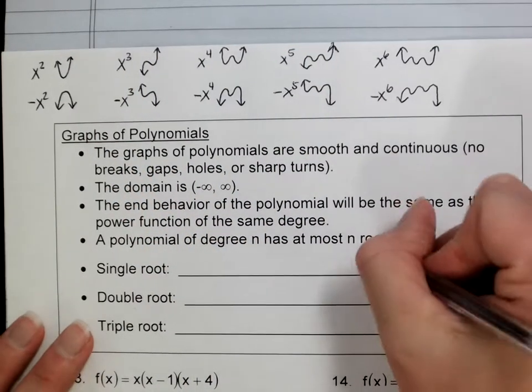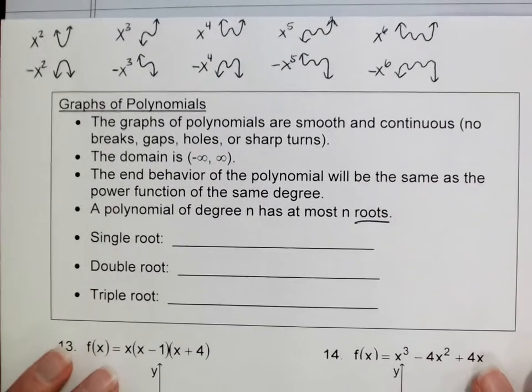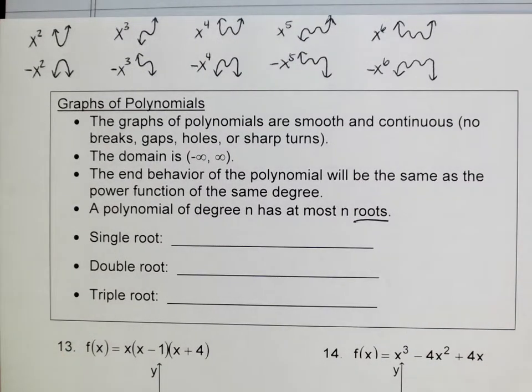With our roots, the degree of the polynomial tells you the number of possible roots. So a quadratic, for example, we know can only have 2 roots. An x to the third could have 3 and x to the fourth could have 4. So the degree tells you how many roots, and the type of root tells you a lot about the graph.